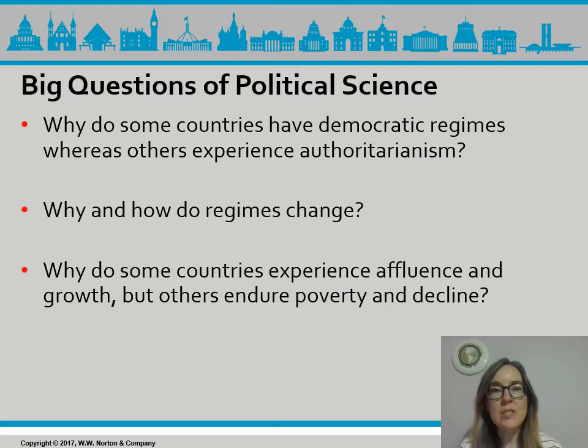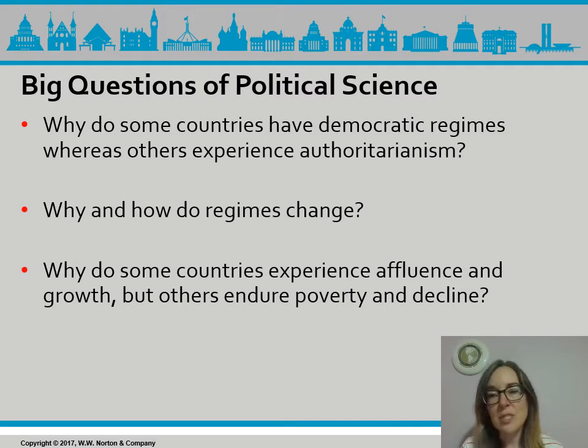Why do some countries have democratic regimes and other countries have authoritarian regimes? Why and how do regimes change? What makes a country transition towards a democracy or transition the other way, kind of transition towards authoritarian system? Why do some countries experience wealth and economic growth while others experience poverty and economic decline? Why are some countries better at protecting the environment than others?